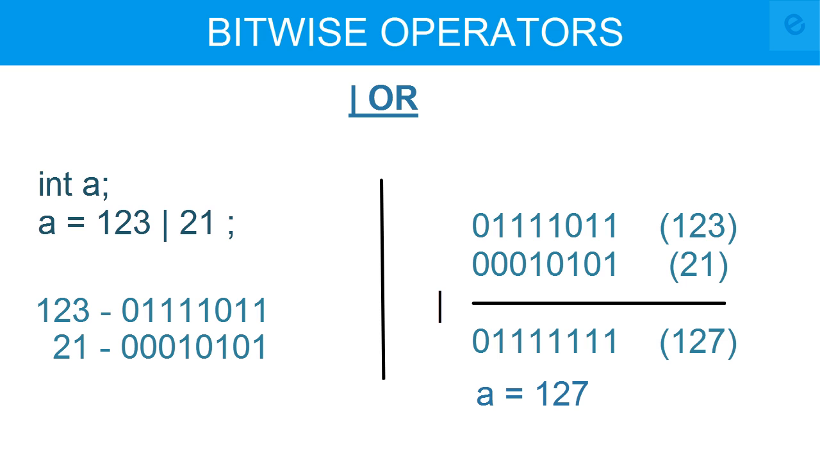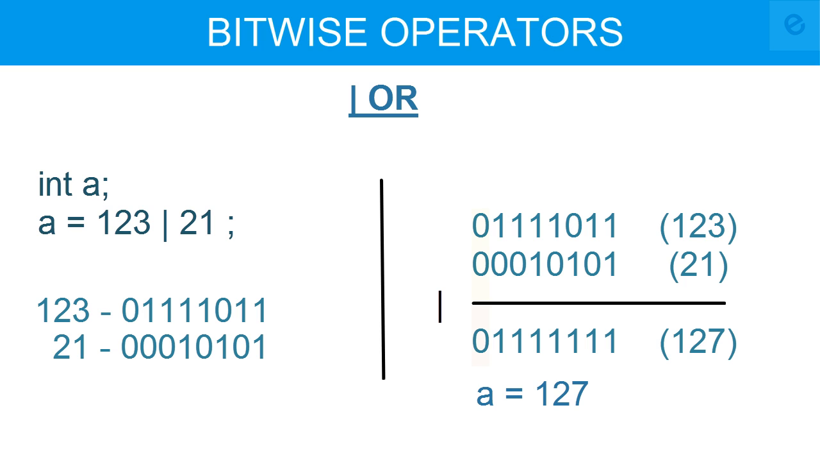Now let us talk about the bitwise OR. As you can see, we have considered the same values 123 and 21, but in place of bitwise AND we have used bitwise OR. What bitwise OR does is that if there is at least one 1 as the bit in either of the two, then it rewrites it as 1.